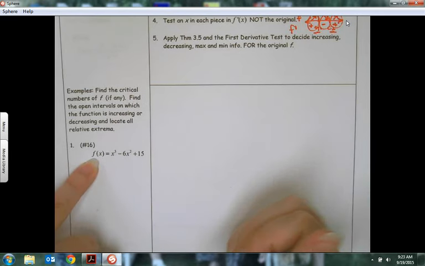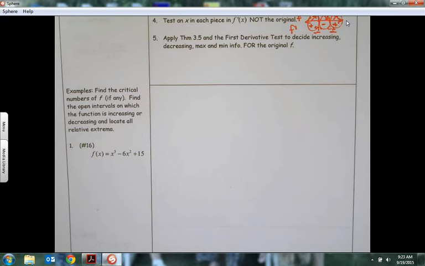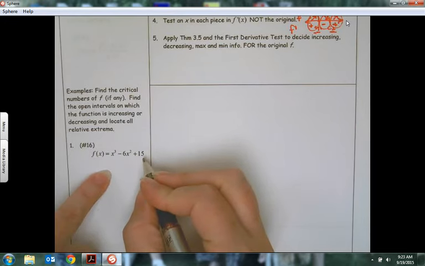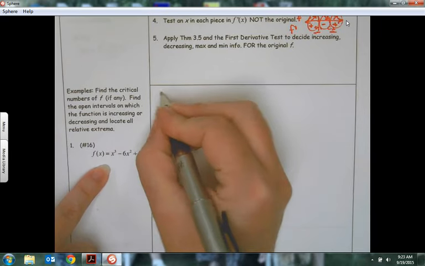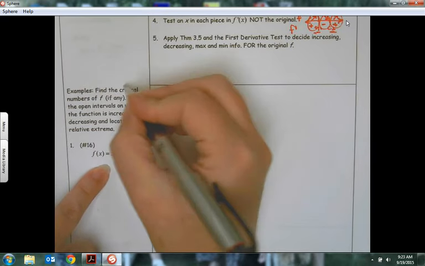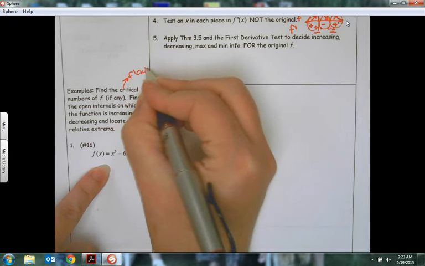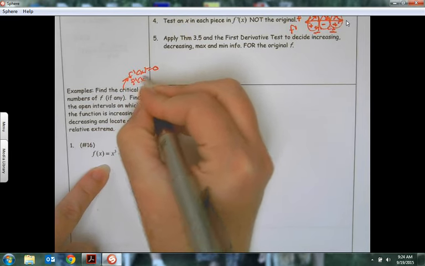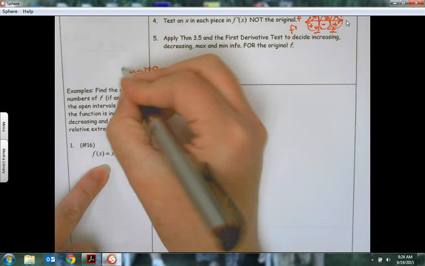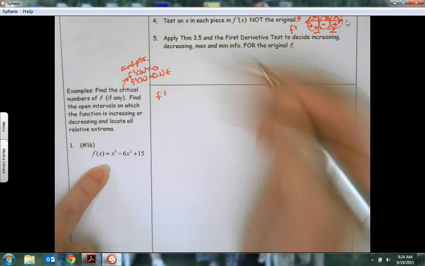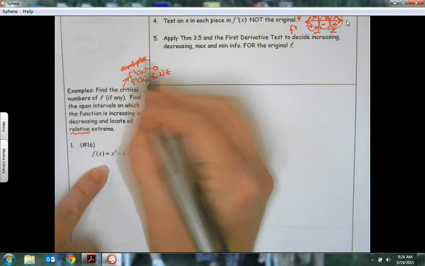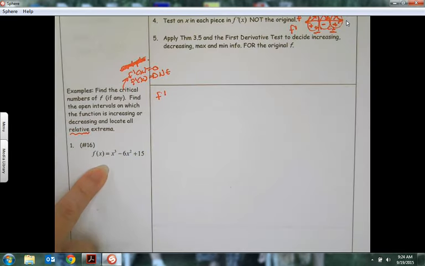Alright, so find the critical numbers, find the open intervals on which the function is increasing or decreasing, and locate all relative extrema. So let's go find our critical numbers, which we've been doing. Critical numbers, remember, are where f prime of x equals 0, f prime of x doesn't exist, and endpoints, if I have them. But since it only wants relative, I'm not even going to include endpoints, and I don't have them.